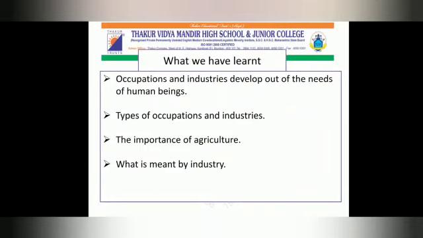What we have learned in this chapter: occupations and industries develop out of the needs of human beings. We have also learned about different types of occupations and industries. What do we mean by agro-based occupation, and also the importance of agriculture. And we have also learned what is meant by an industry and what types of industries there are.